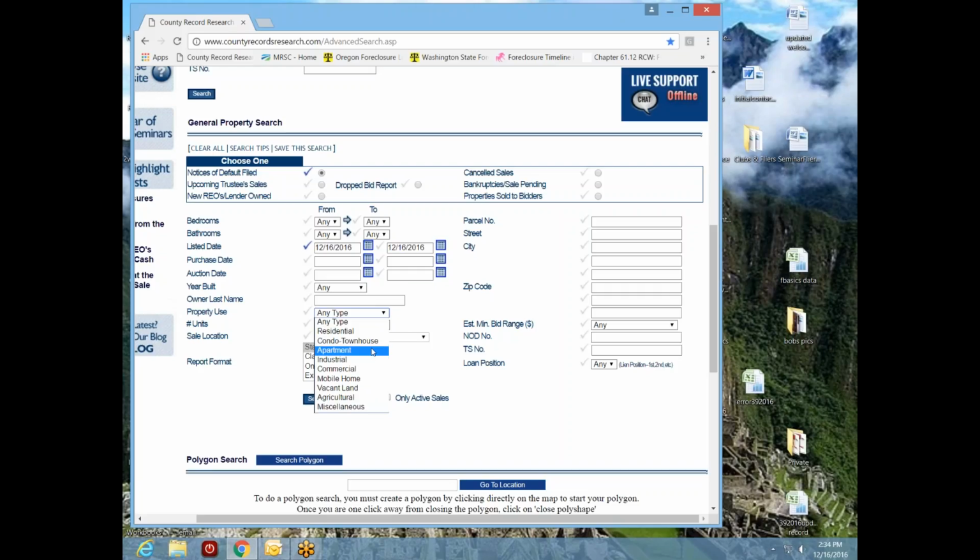Okay, now this use code for apartments includes anything from a duplex to a 100-story building. Okay, if it's an apartment building, it's an apartment building. Now if it's 5 units and above, it's commercial. If it's 4 units and below, it's residential.